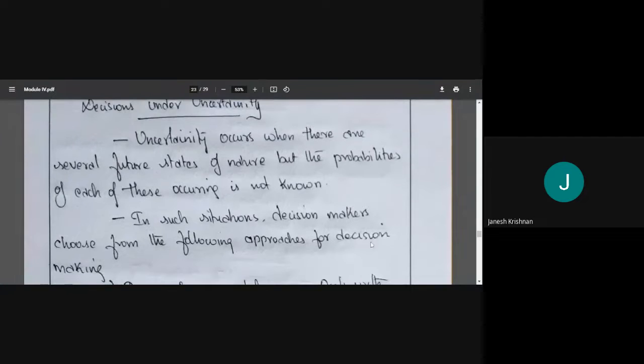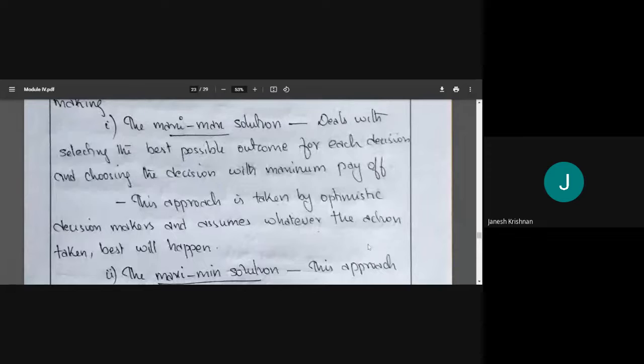Right? So in such situations, decision makers have the following tools. The first one is the maxi-max solution. So maxi-max solution means selecting the best possible outcome for each decision, and choosing the decision with maximum payoff. The approach is taken by optimistic decision makers and assumes that whatever the action taken, the best will happen. Okay. So in maxi-max solution, the assumption is that whatever alternative we choose, we'll get the best thing.